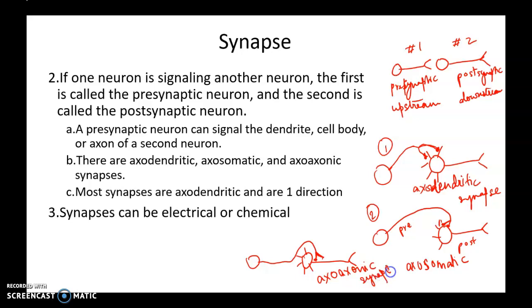So as we can see, synapse can be of different types. Now, the most common one is axodendritic, which is number 1. This is the most common type. And also, I want to tell you, synapse can be electrical or chemical.